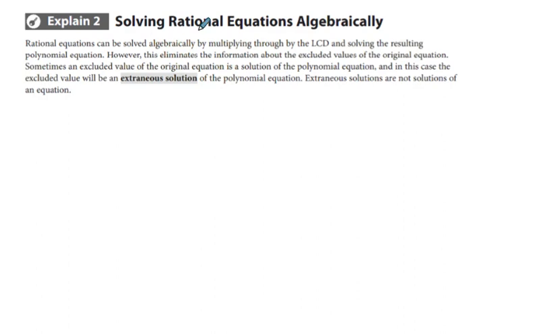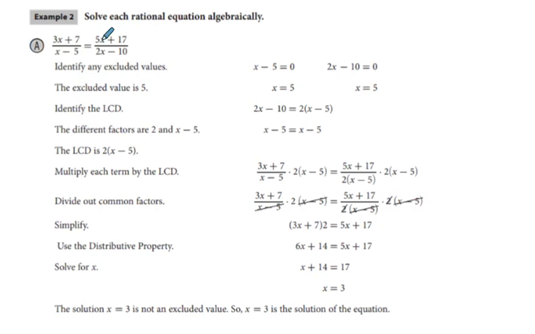Next, solving rational equations algebraically. Already we solved a rational equation graphically. What we're going to do first is look for excluded values. And excluded values, if they turn out to be solutions, are going to be called extraneous solutions. And they are not real solutions of an equation, but are solutions that are created in the process of solving the equation. So almost you have to see what it looks like.